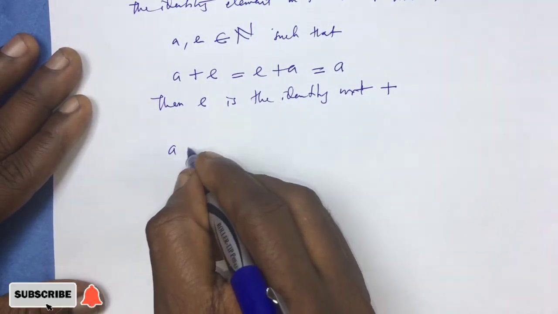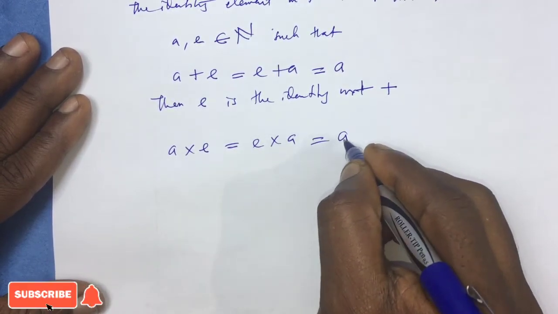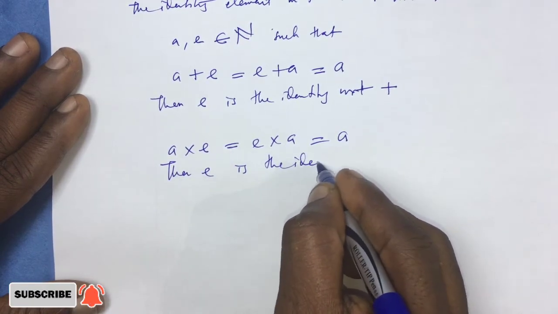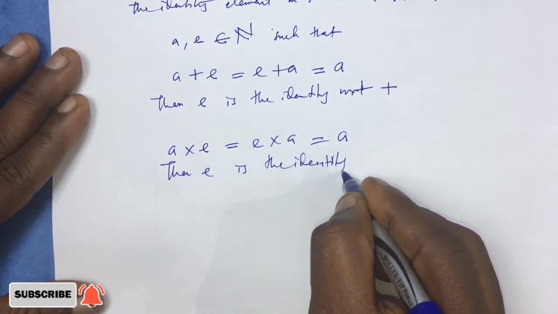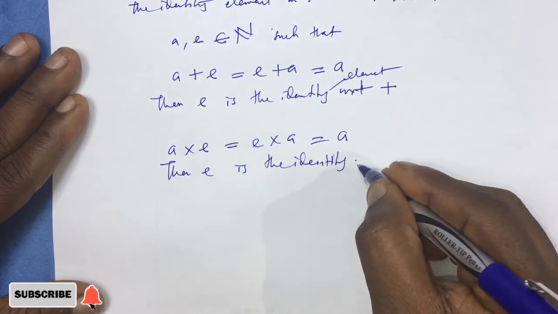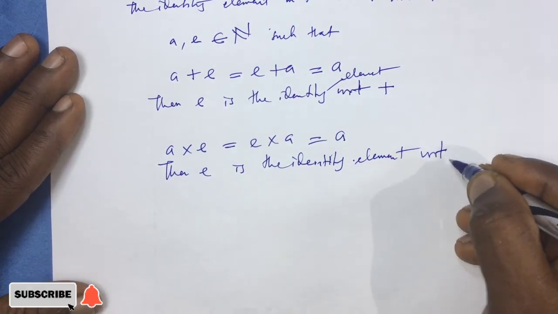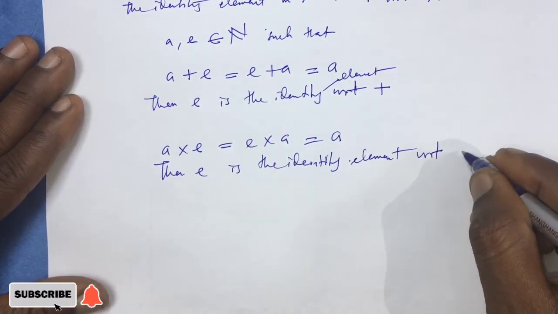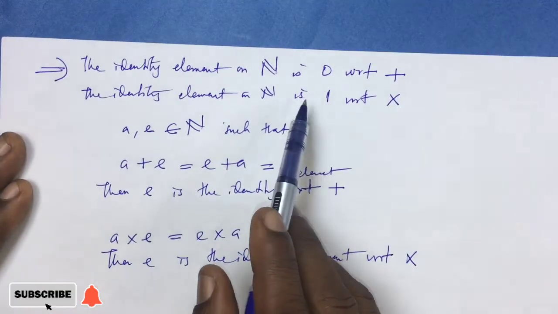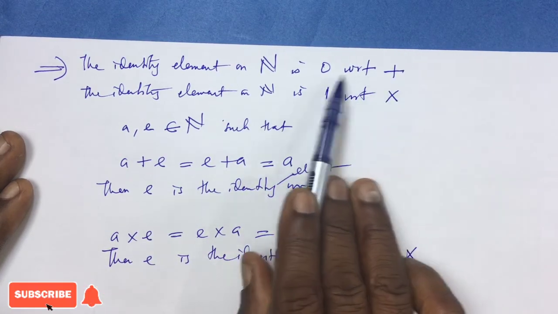Similarly, if A times E is equal to E times A and the result is A, then E is also the identity element. But this time around, it is the identity element with respect to, in this case, multiplication.